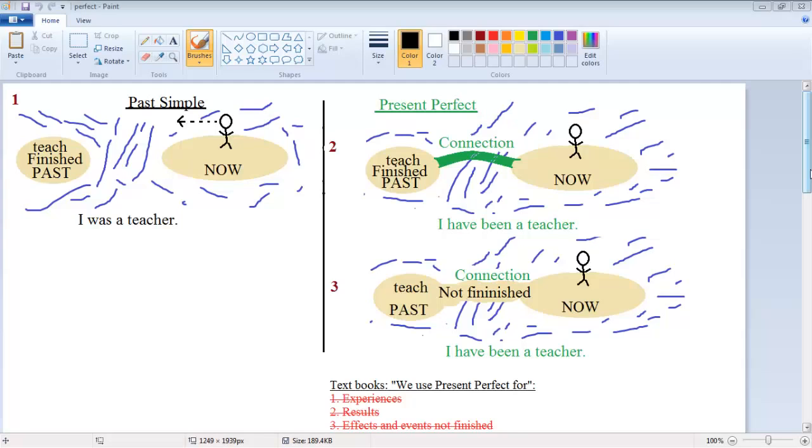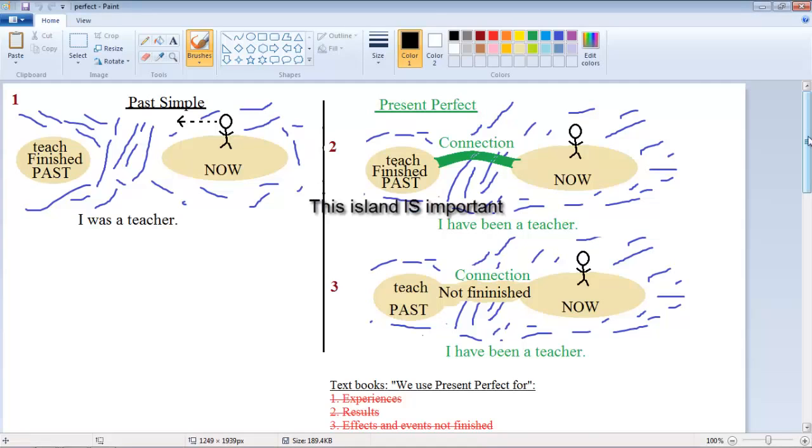This is because, like the island, I want to go to that island because it's important. When I say I was a teacher, this is not important to me now. But when I say, hey, I have been a teacher, now this is important to me. This past island is personally important to me and I want to connect to it.